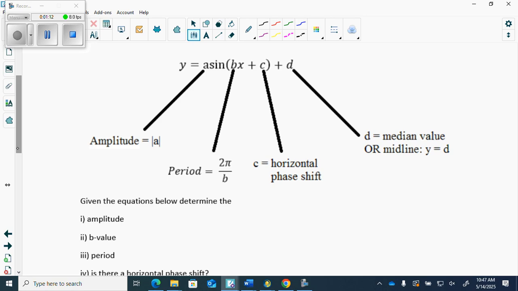Okay? Horizontal phase shift, we just have to know if there is one or not. If it's like 2x, close bracket, there's no horizontal phase shift. If there's a number here, like 2x plus 7, then there is a horizontal phase shift. So if there's a C value, there is one. If there's not a C value, there's not.